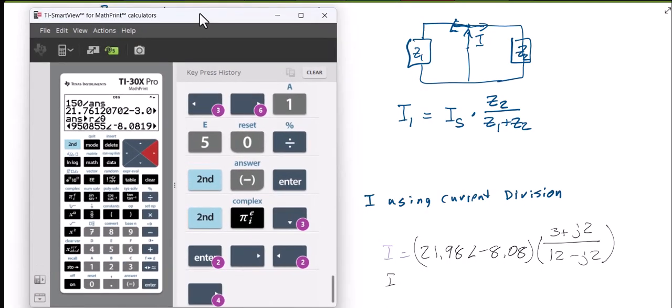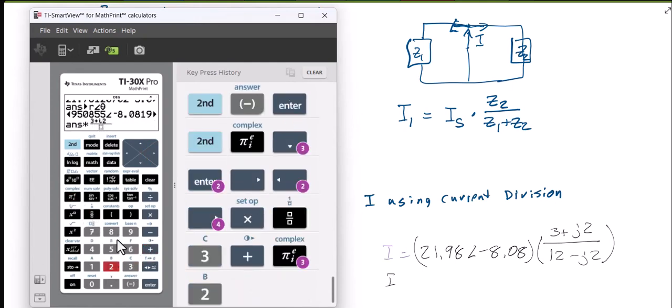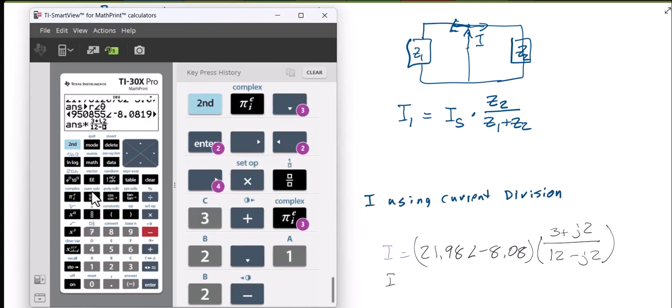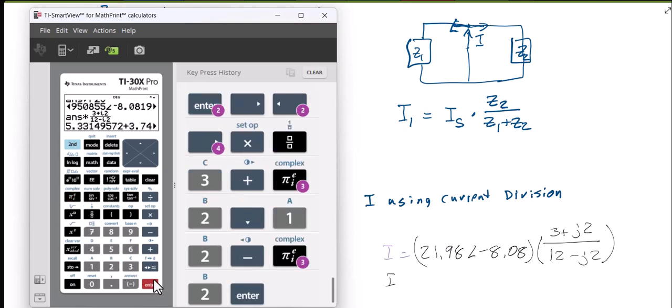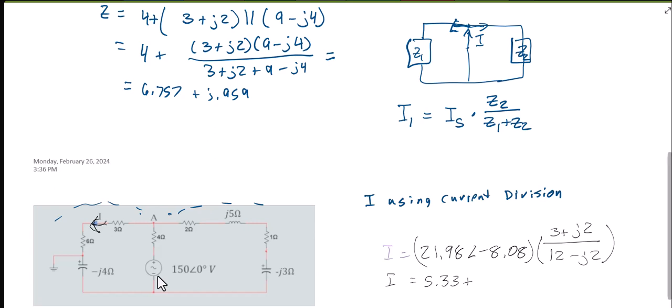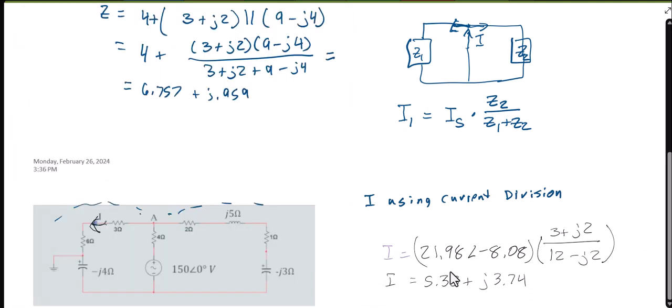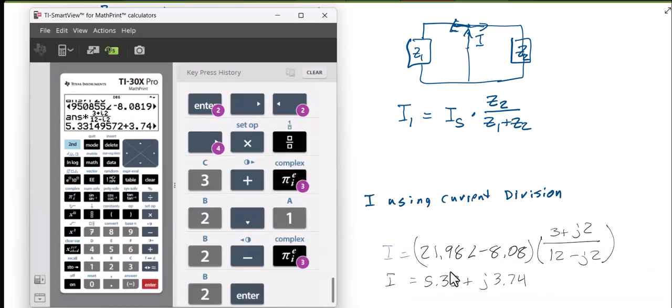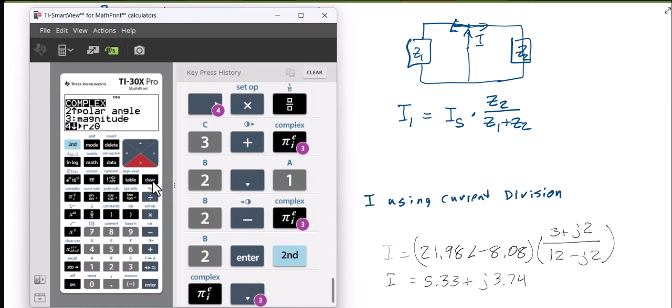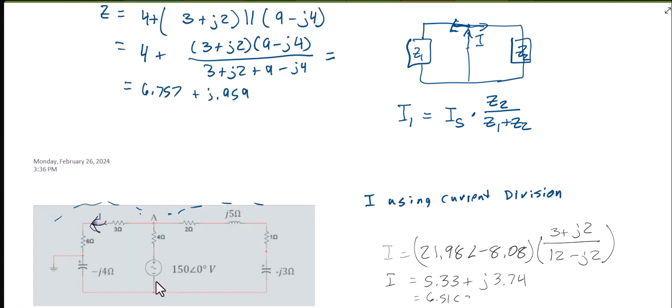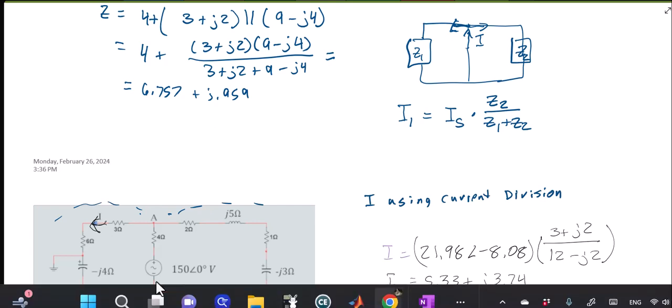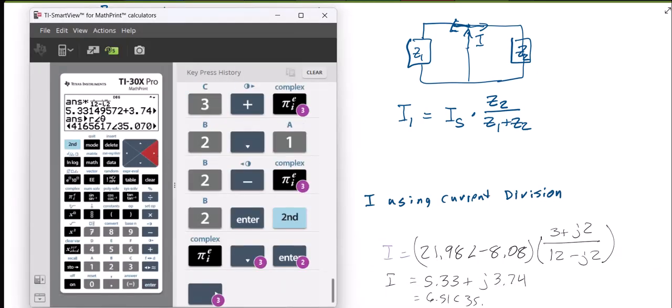So I have that answer already, so I can just take my times fraction 3 plus J2 over 12 minus J2, and I get 5.33 plus J 3.74, or in polar, 6.51 angle 35.1 degrees.